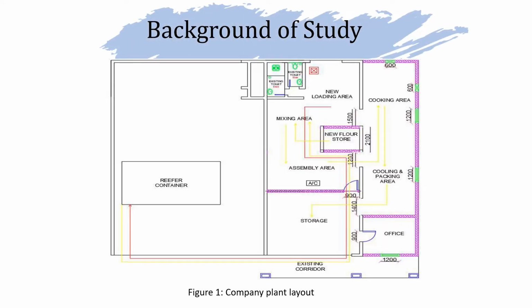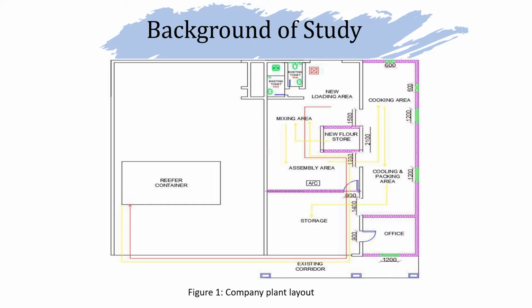This is the current company plan layout. Starting from the loading area, the raw materials such as fish and flour will be stored in the right place. The stock of fish will be stored in the reefer container and the flour in the flour store. The fish and flour are then taken to the mixing area for the dough making process before entering the assembly area to produce various types of keropok lekor.